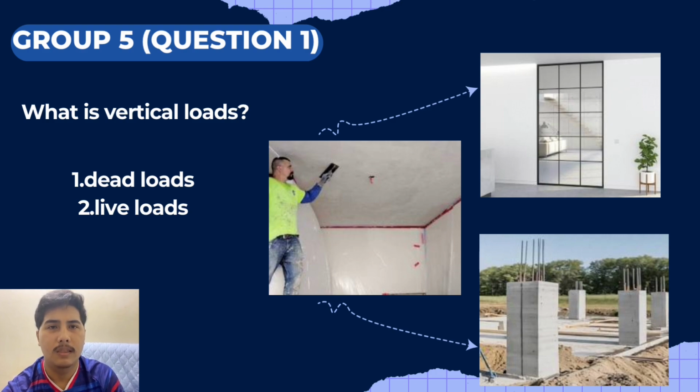Engineers use building codes and standards to determine appropriate values for the dead and live load based on the type of structure, its location, and its intended use. They then perform the structural analysis to ensure that the structure can safely support this load.